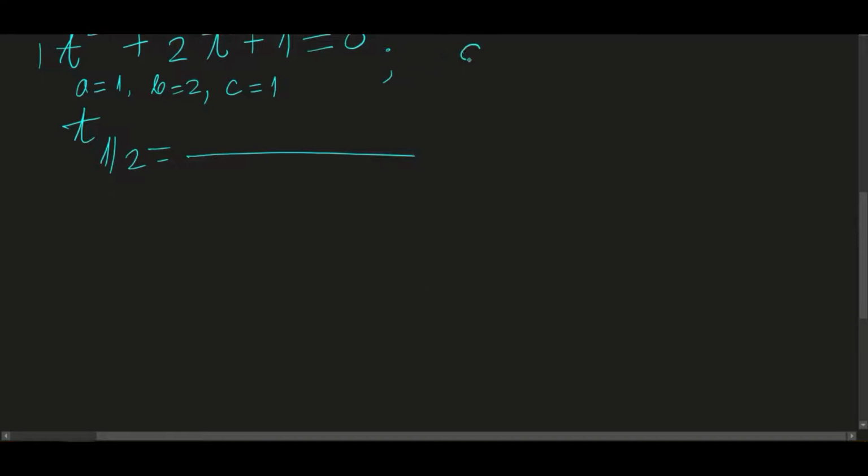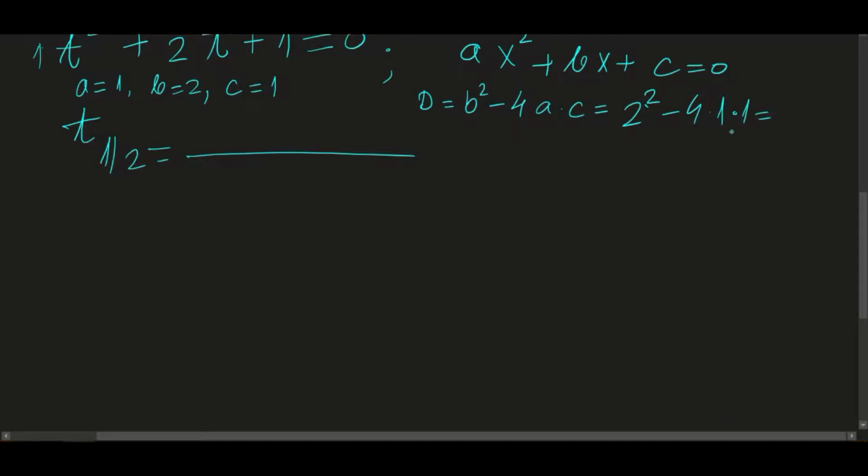According to this formula, ax² + bx + c = 0. Here a is 1, b is 2, c is 1, and we must use the formula b² − 4ac. B is 2 squared, minus 4 times a, which is 1, and c, which is 1. Here 2 to the power of 2 is 4, and 4 minus 4 is 0.